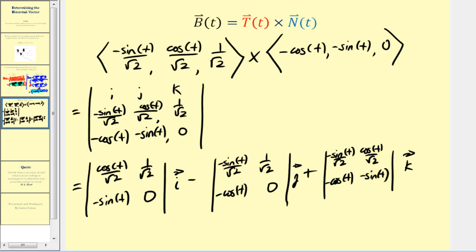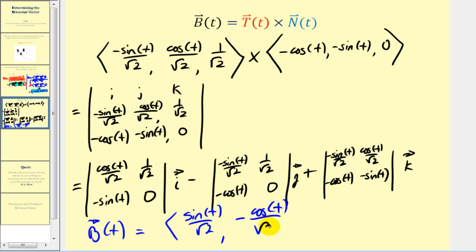Let's evaluate these. Here we're going to have 0 minus negative sine t divided by the square root of 2. That's going to be positive sine t over the square root of 2. Here we're going to have 0 minus negative cosine t over square root of 2, which will be plus, but then we are subtracting, so it's still going to be negative cosine t divided by the square root of 2.